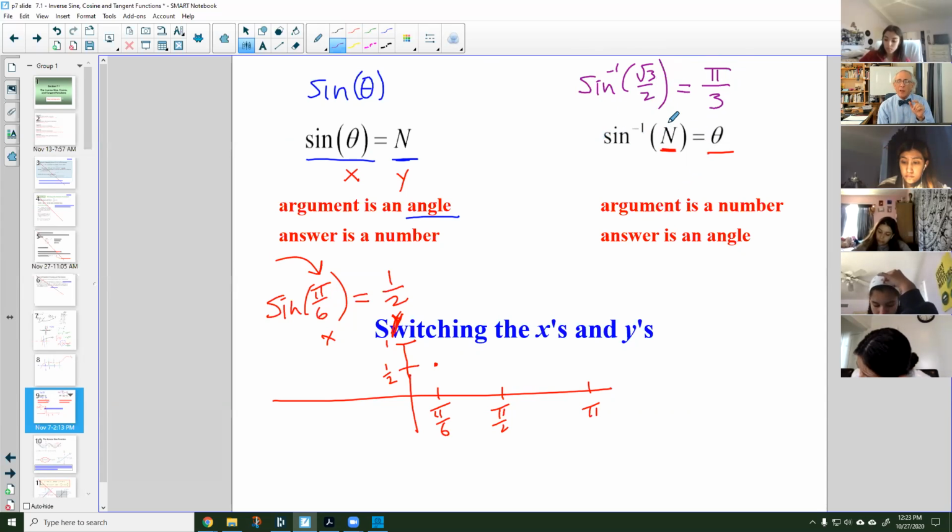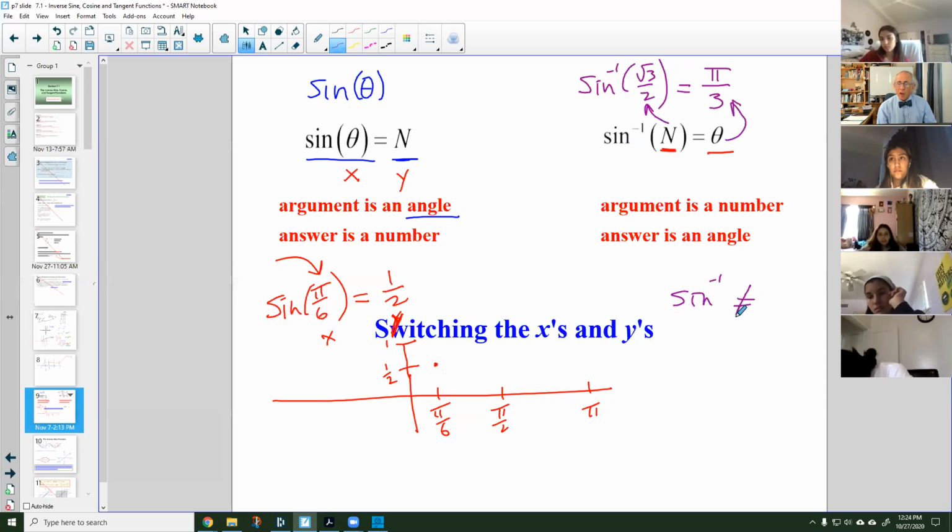But the input value is a number, the output is an angle, and we indicate that's an inverse by putting this -1 there. Don't get confused. This sine -1 is not 1 over sine. I know we're used to the -1, a negative exponent, meaning that it's 1 over that value. That is not the case. The notation that mathematicians have agreed on is that trigonometric function to the -1 means that you're looking for the inverse function, not the reciprocal function. There's a difference between the inverse and the reciprocal.